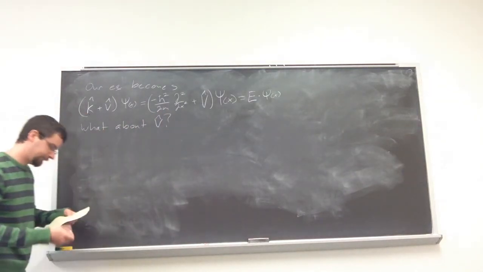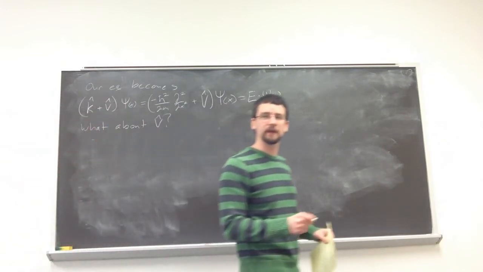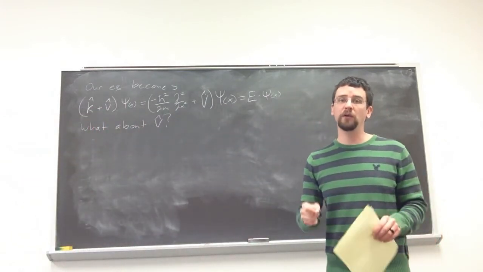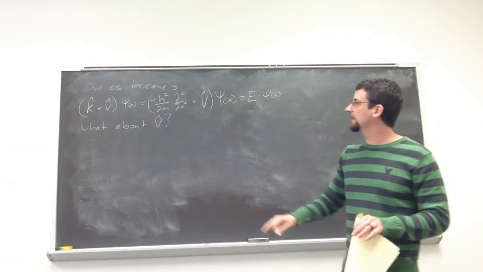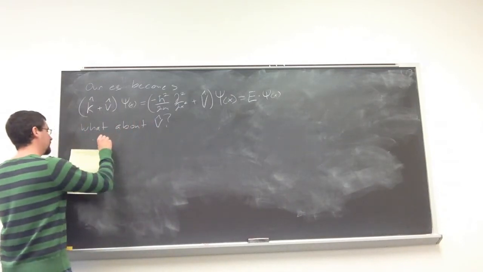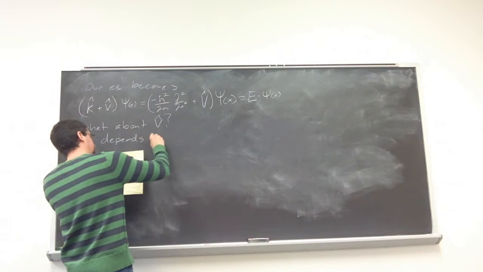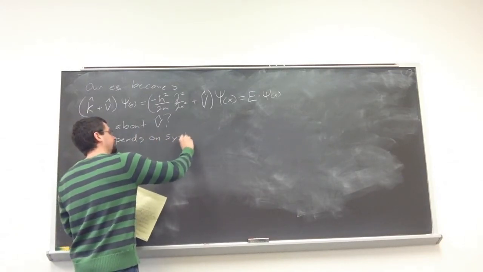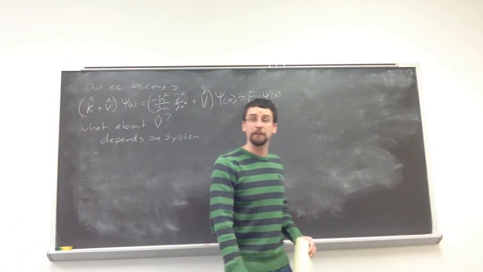Okay, so what about our V hat? Well, like I said previously, it depends on the specific system. So we have to know a little bit about the system before we can say anything about that potential energy. So it is system dependent. To make our lives easy, we're going to say it depends on position.